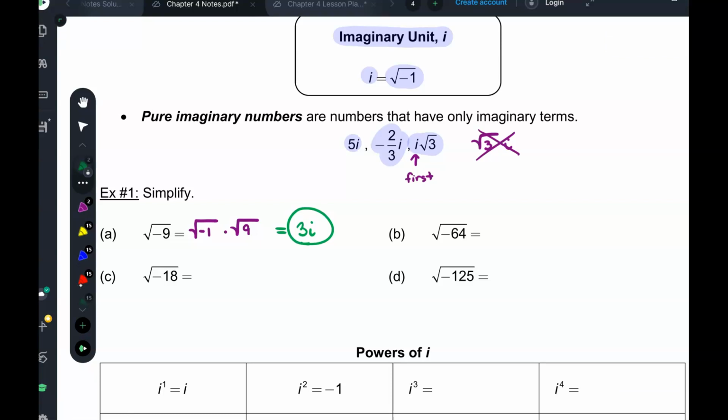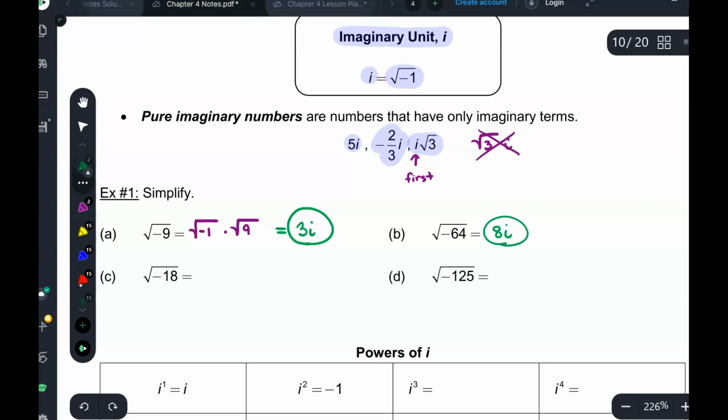Next one, I see square root of -64. Again, you can think of that as -1 times 64. So just think, square root of 64 is 8, and then we multiply it by the imaginary unit i.